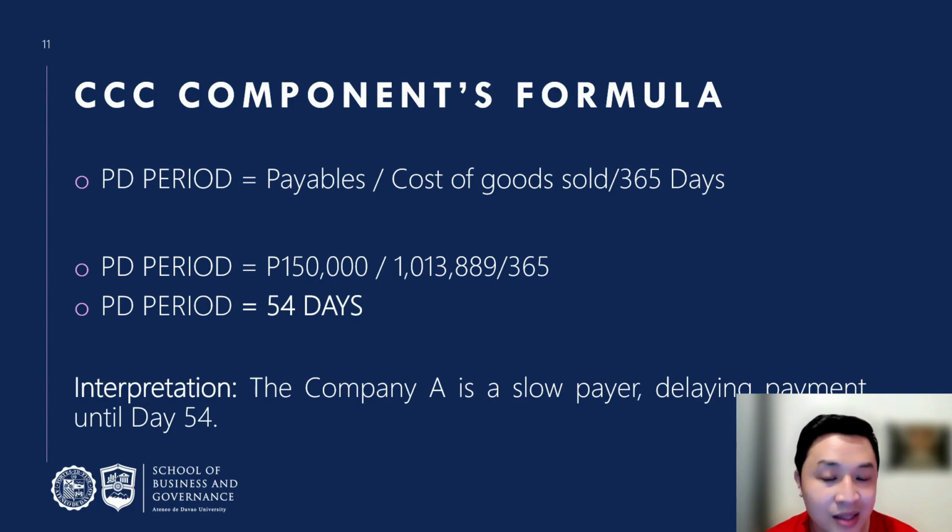So what does it mean? Remember, in the sample problem that we have, where company A had their business plan, their PD period was 40 days. But this time, since we already have real values, company A is a slow payer, because the payment is delayed until day 54.